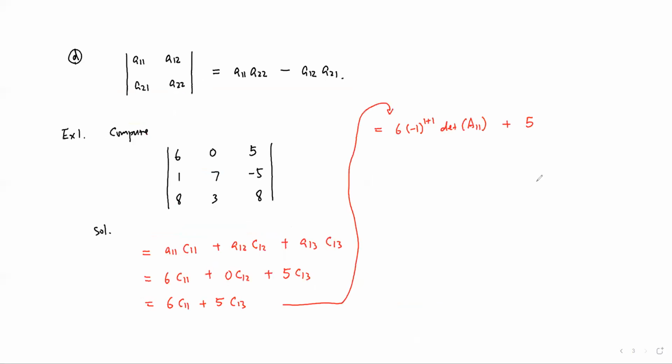By formula, C13 is (-1)^(1+3) determinant A13. Now simplify. -1 to the power 1 plus 1. 1 plus 1 is 2, so (-1) squared is positive 1. So this is 6 determinant A11. Then -1 to 1 plus 3. 1 plus 3 is 4, so -1 to the 4th is positive 1.